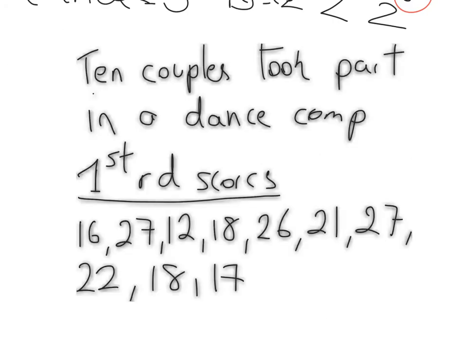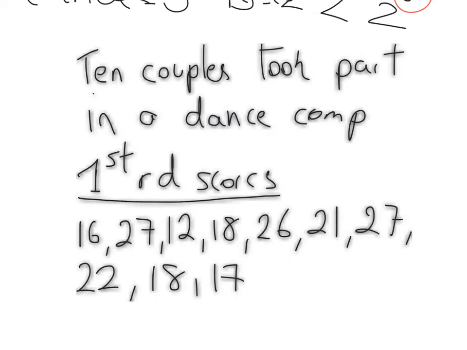Okay, we're next going to look at interquartile range and semi-interquartile range and medians. So a median value is another measure of a typical value. The interquartile range and the semi-interquartile range, like standard deviation, are statistical measures of spread. So this question, we've got 10 couples took part in a dance competition. Their scores in the first round were 16, 27, 12, 18, 26, 21, 27, 22, 18 and 17. And the question is asking us to calculate the median and the semi-interquartile range.